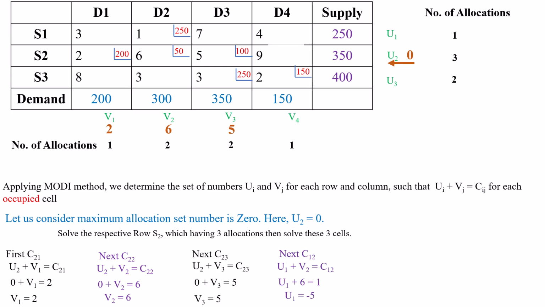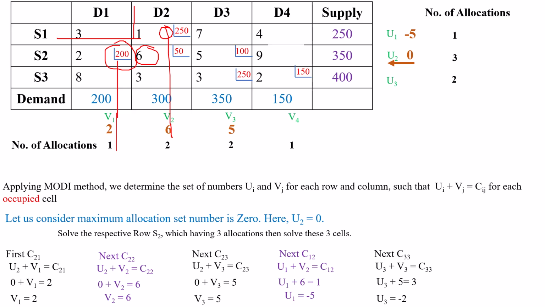So next we have to solve. V1 we got, and V2 we already solved. Next we have to move to this cell. This is C12, first row and second column. The C12 relation is U1 plus V2 equal to C12. V2 value is 6 and C12 value is 1. Then U1 will become 1 minus 6, that is minus 5.